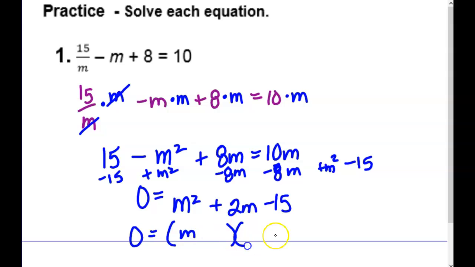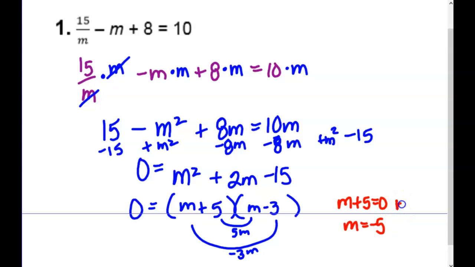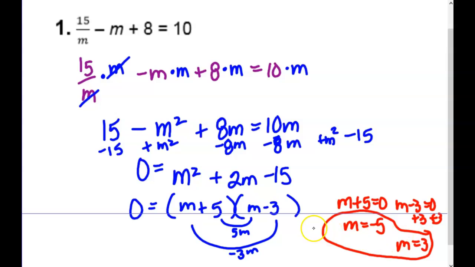which will factor. What factors of 15 make 2, guys? Plus 5 and minus 3 would give me a positive 2m in the middle. I'd have 5m minus 3m would be 2m in the middle. And then I need to set each of those equal to 0. I get negative 5 and 3, and you certainly don't have to show those steps if you get that part.